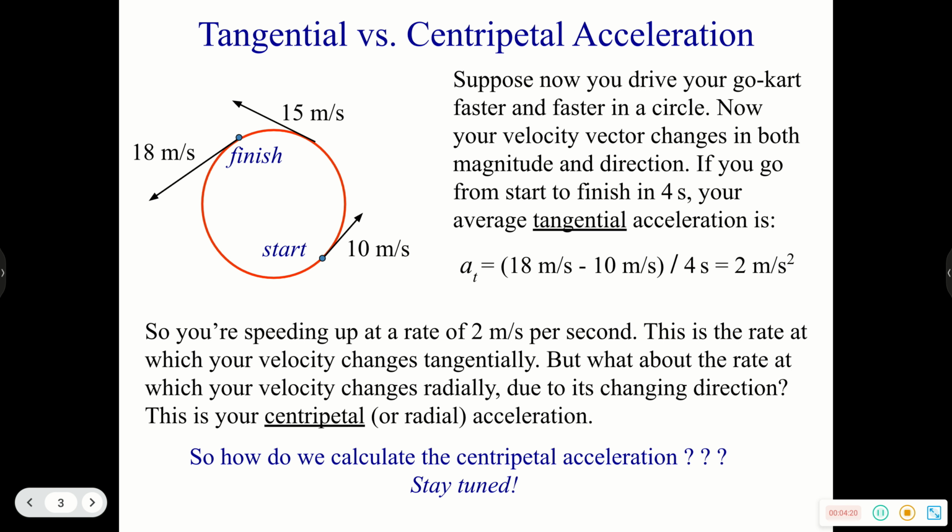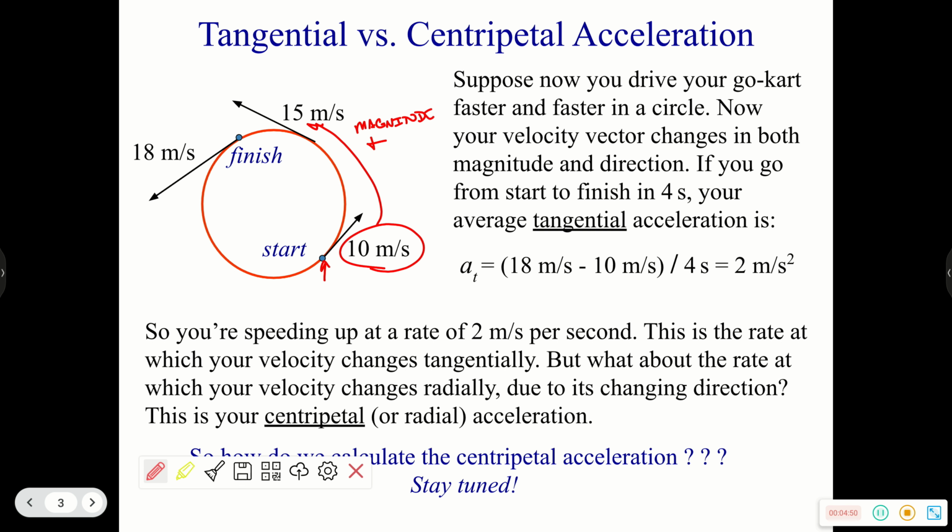So let's talk about tangential versus centripetal acceleration. So now you're going to go faster and faster. Here's your start spot, okay? Same go-kart, we're driving the same go-kart. Here's your starting spot right here, and you're starting at 10 meters per second. Well, it's saying that you're going faster and faster, so as you go around, obviously the magnitude will go up.